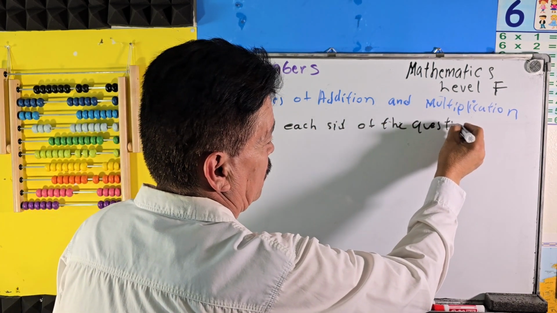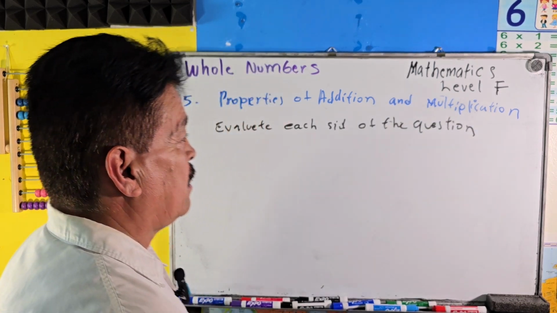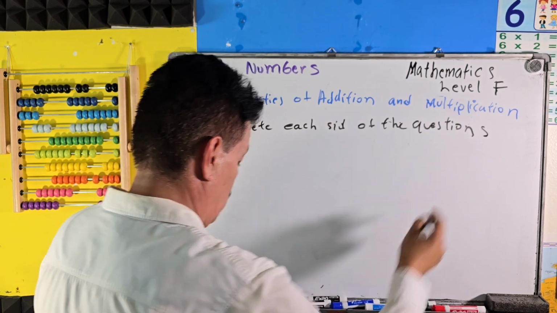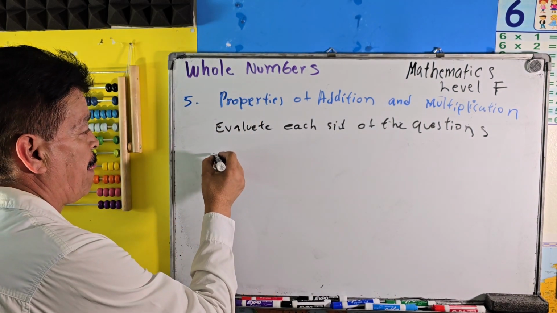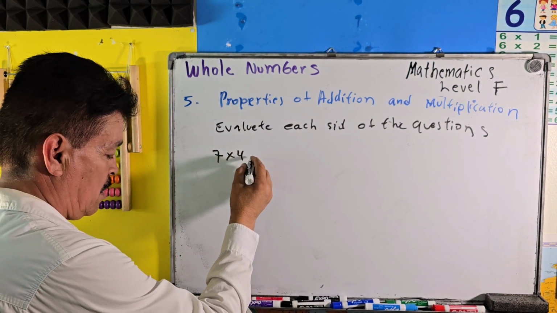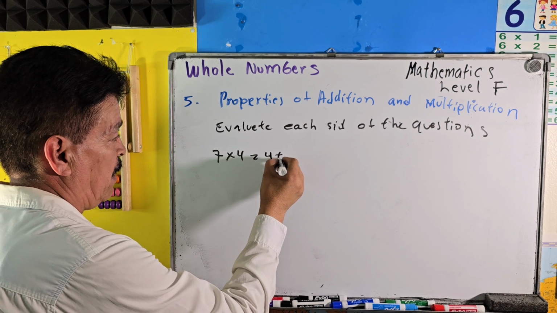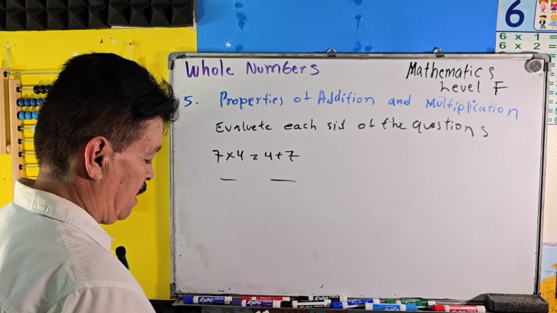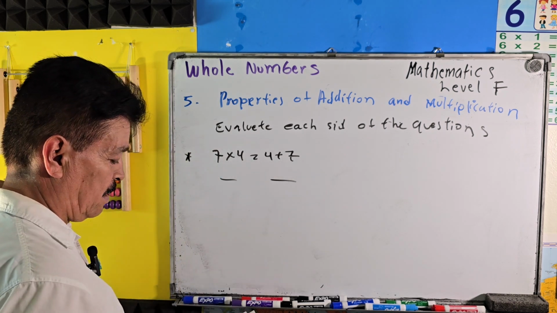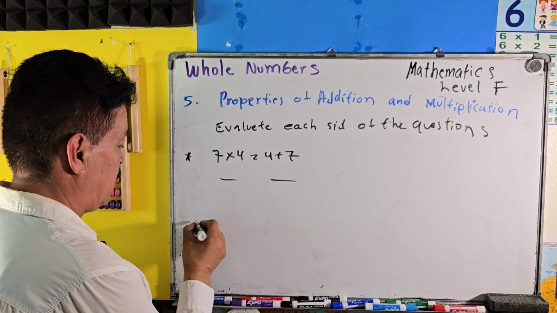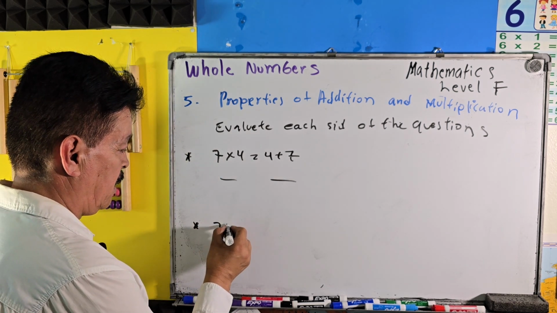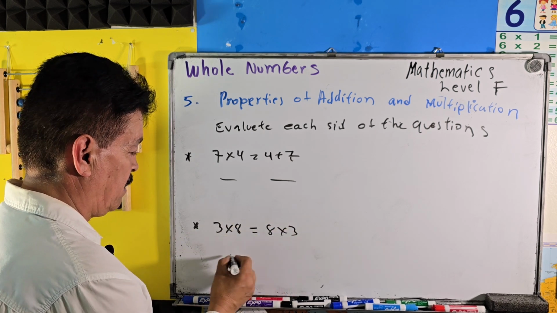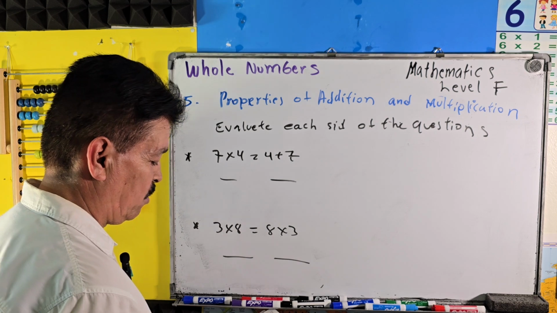The question. So we have to evaluate it. Let's write 7 times 4 equals 4 plus 7. So we have to evaluate it right here, and this is one problem. Let me write another one here: 3 times 8 equals 8 times 3. Right here, we have to evaluate it.